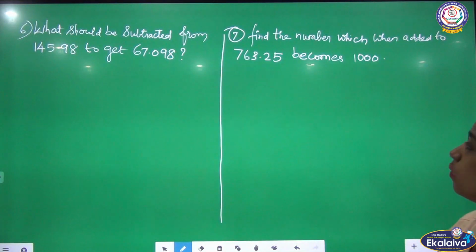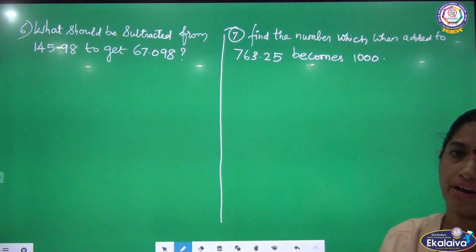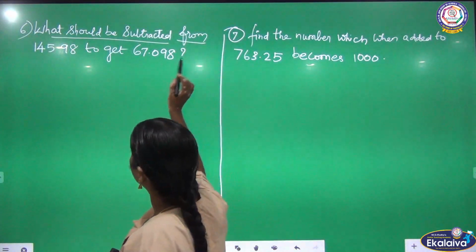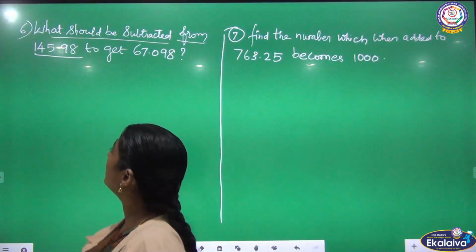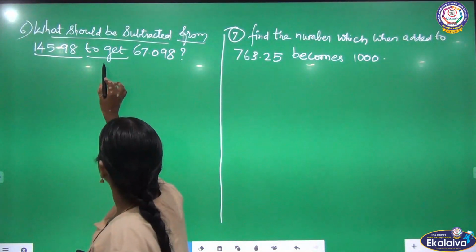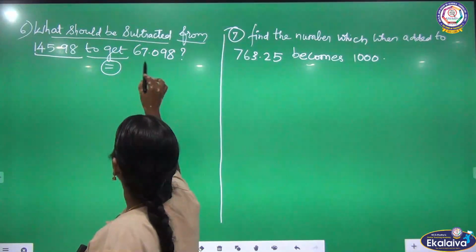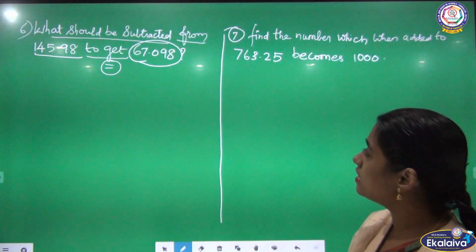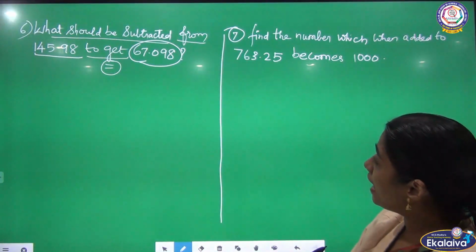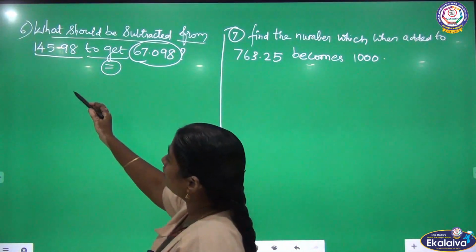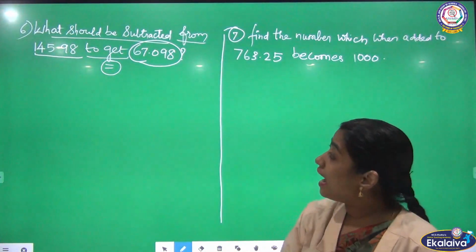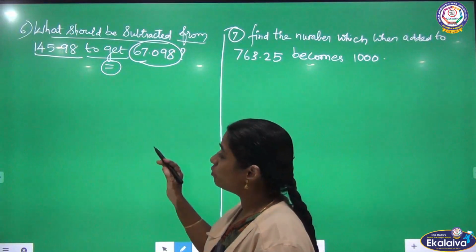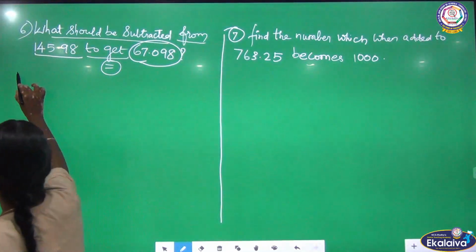Listen. What should be subtracted from, I don't know the number, but what should be subtracted from 145.98 to get, so to get means what? Equal. I can get this 67.098. Can you understand this, children? I don't know the number, but when it's subtracted from 145.98, I can get 67.098. So let me arrange it as an equation. Okay. Listen. Solution.